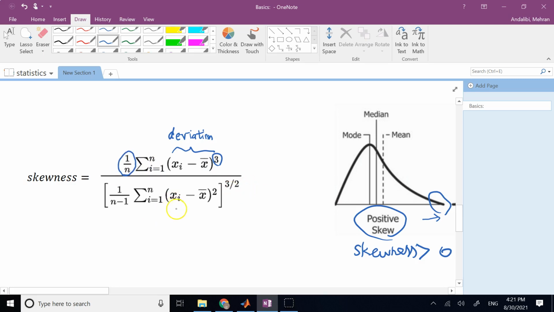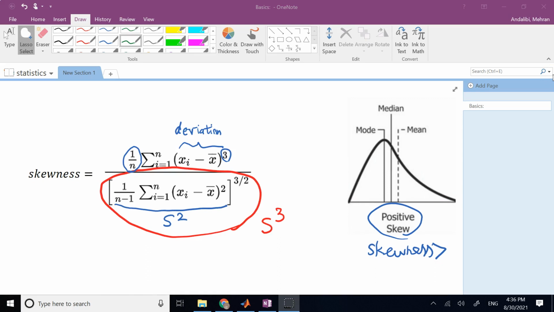In the denominator, you have this guy here. If you look at it, this is the variance, right? This is the summation of the squared deviations divided by n minus 1. So this is s squared. This is the variance to the 3 over 2. If you cancel out the 3 and 2, this whole thing will be s to the 3. So it is going to be the sum of the cubic deviations divided by the number of data points, divided by the standard deviation to the power 3.